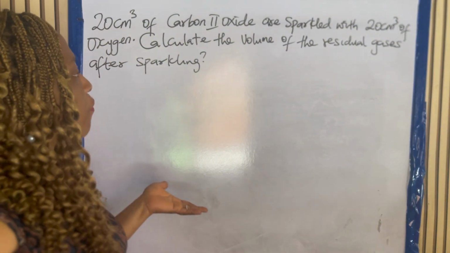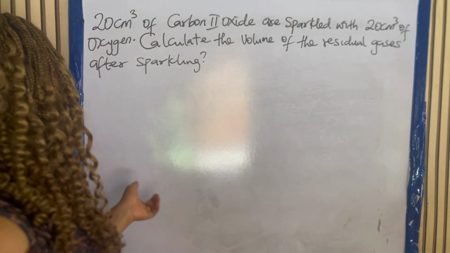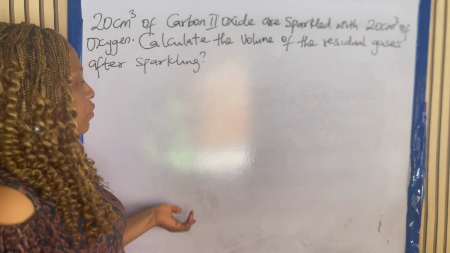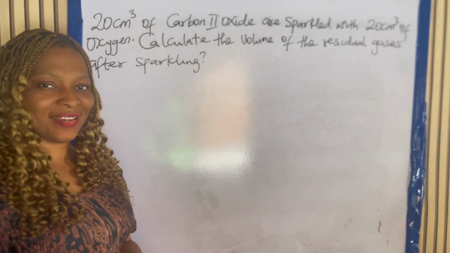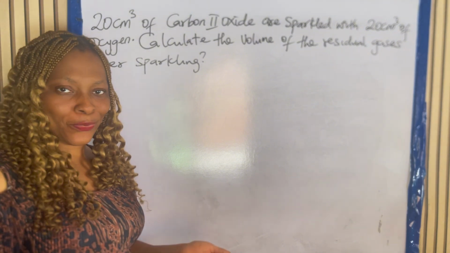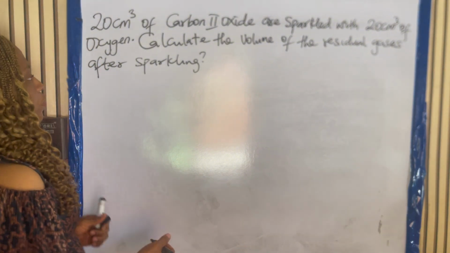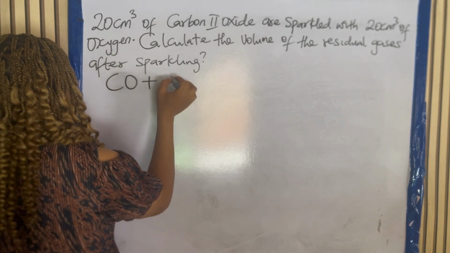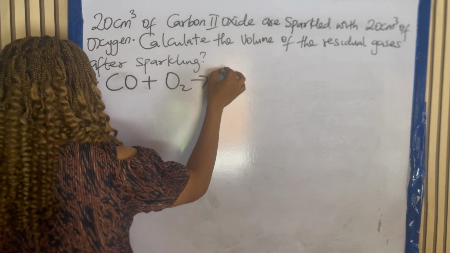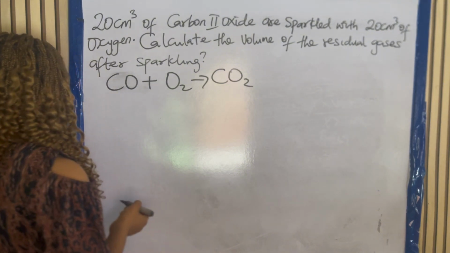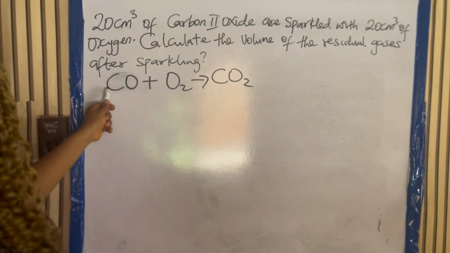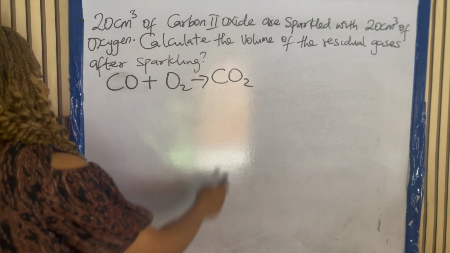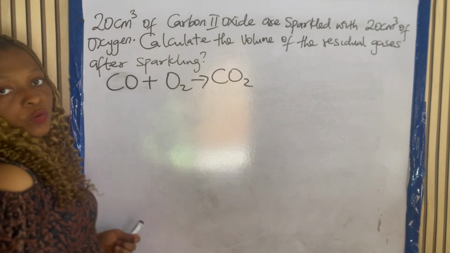20 cm cube of carbon dioxide are sparked with 20 cm cube of oxygen. The question says, calculate the volume of the residual gases after sparking. This is very simple. So we're going to write the equation for the reaction, which is carbon(II) oxide sparked with oxygen will give us what? Carbon(IV) oxide. So let's balance the equation. Carbon 1, carbon 1. Oxygen 1 plus 2, 3. Oxygen 2 here. So what do we do to balance it?